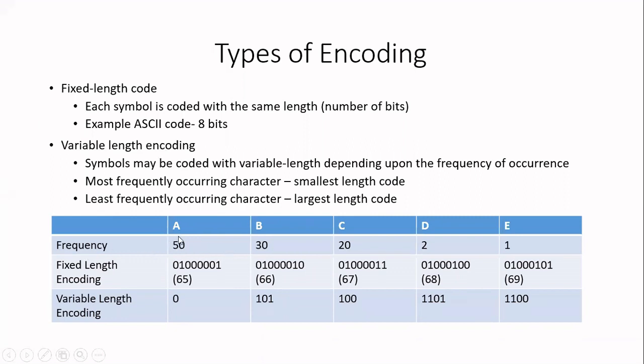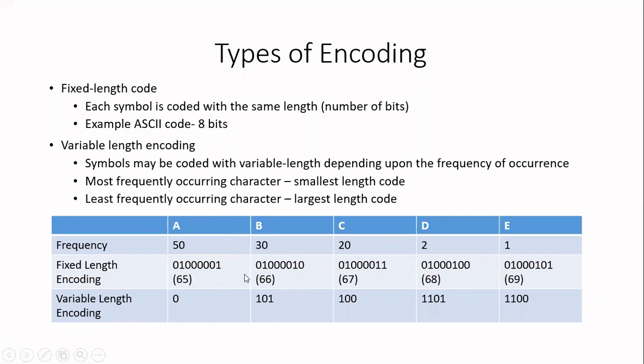So here I have 5 different characters, A to E, and the frequency is listed here. If I go for ASCII encoding, for every character I'm going to use 8 bits. Here the ASCII value of A is 65 in decimal. If you represent that in binary, you will get this particular 8-bit combination. So for every character in ASCII, we are generating 8 bits. So all are shown here.